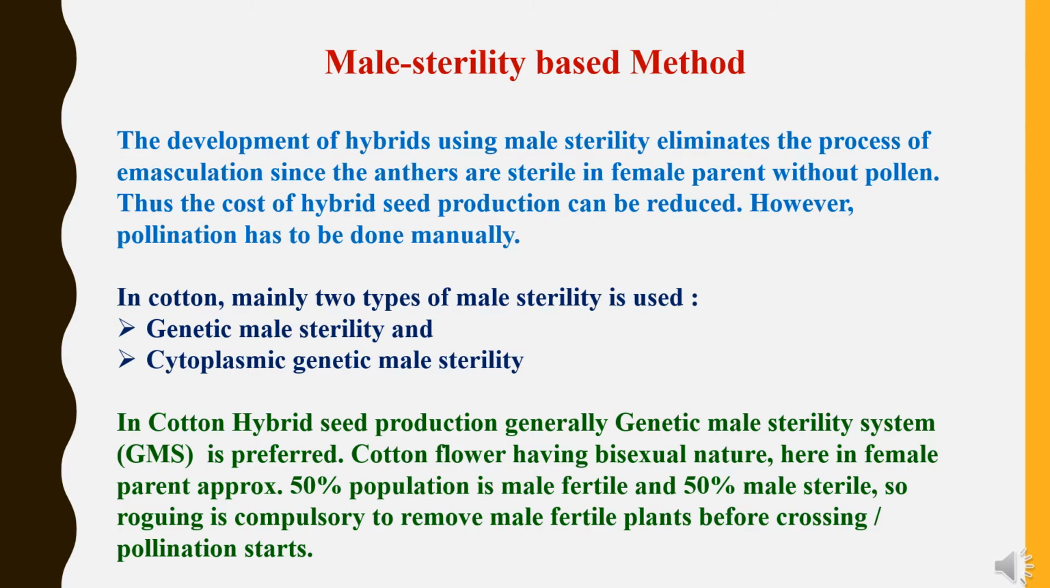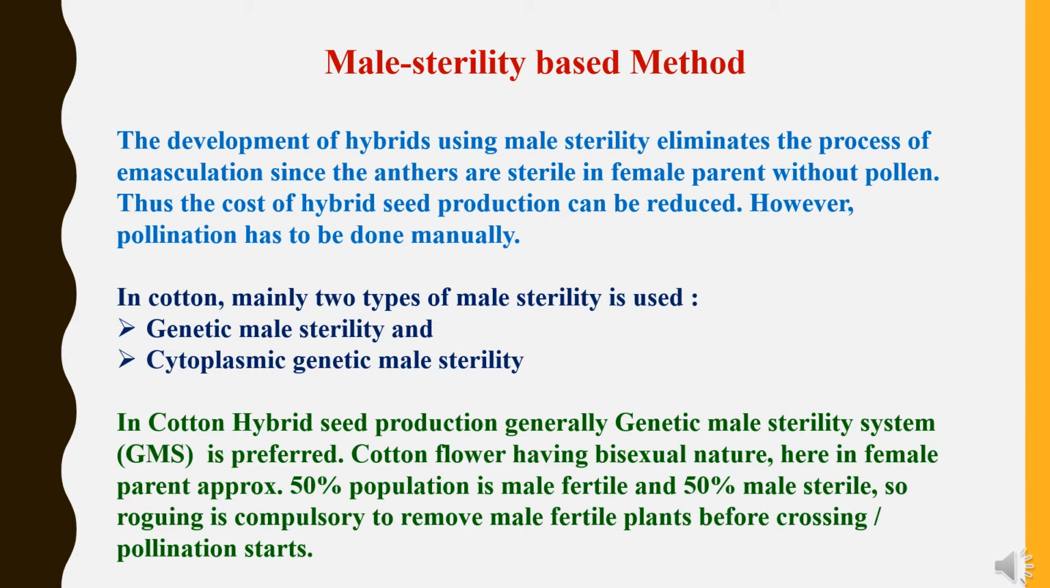The second method of cotton hybrid seed production is the male sterility based method. The development of hybrids using male sterility eliminates the process of emasculation, since the anthers are sterile in the female parent, without pollen, because of which the cost of hybrid seed production can be reduced. However, the pollination method is the same as the conventional system.